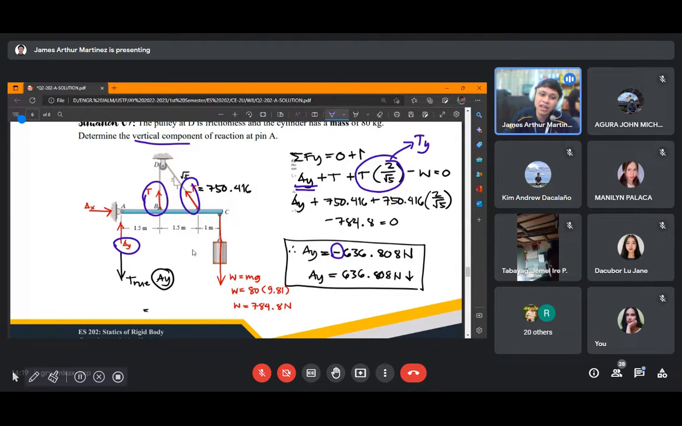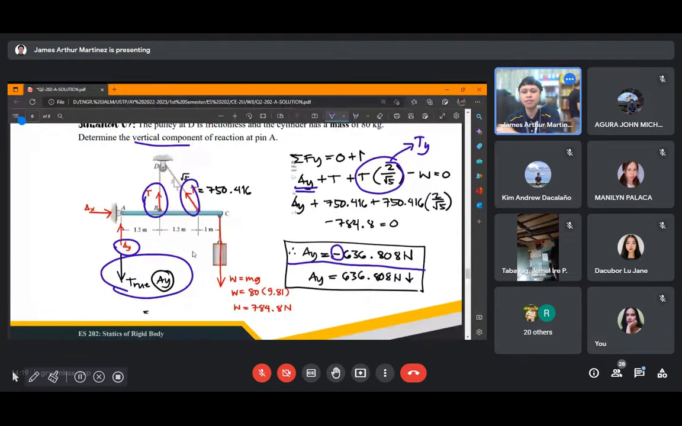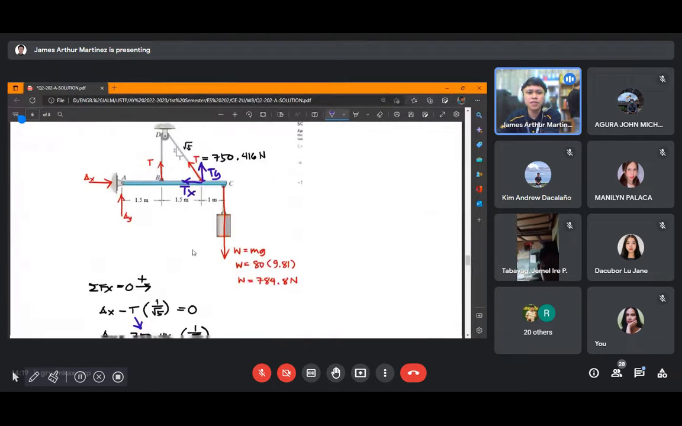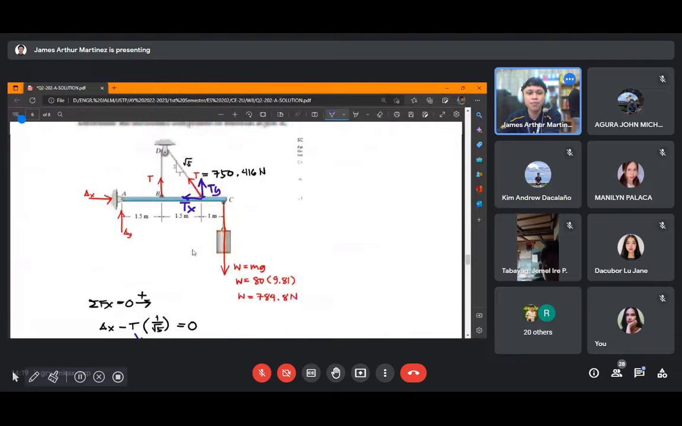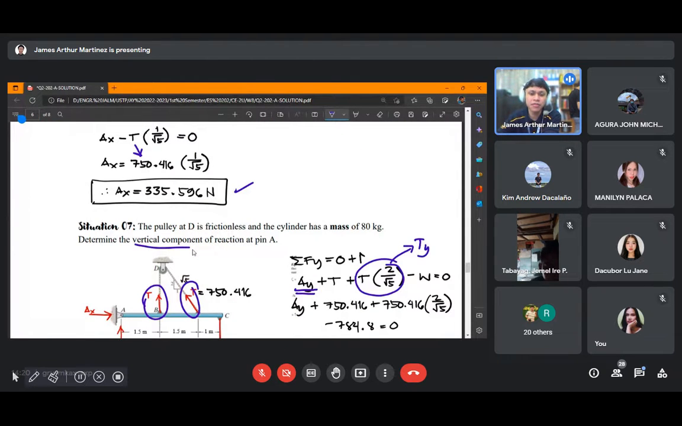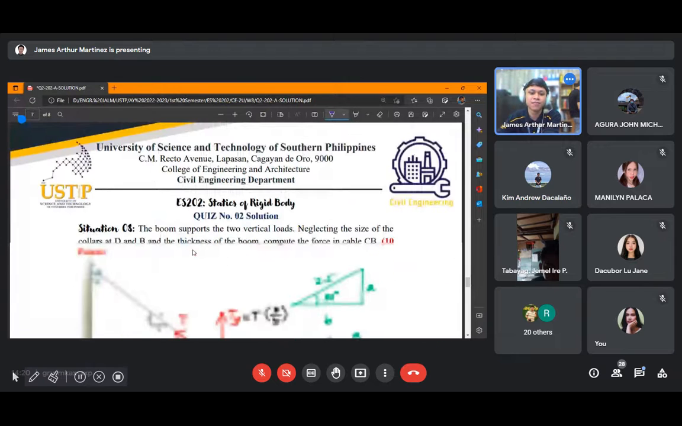Okay? That is why I have indicated here through Ay the direction of Ay. Downward siya. Alright. So, that's it lang, no? For the equations of equilibrium, class.